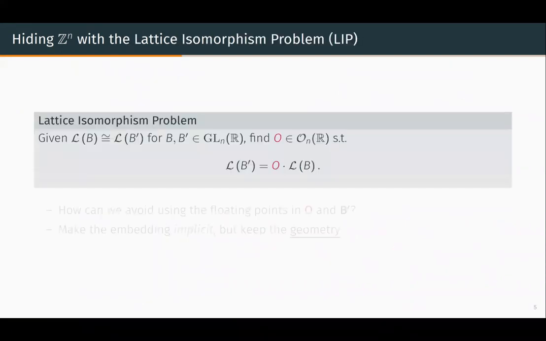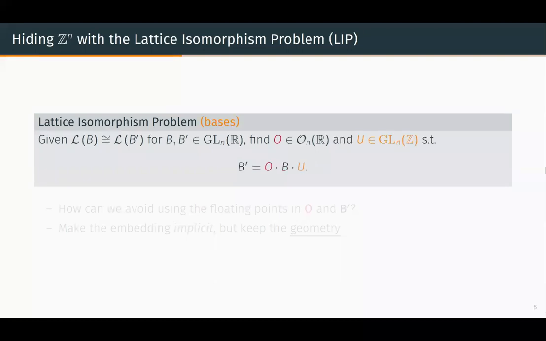Right. So the security is now based on the lattice isomorphism problem. This is when you know that two lattices are isomorphic and you have some basis that describes them. You have to find the rotation that maps one lattice to the other. In terms of bases, this becomes this equation where you also have to find a unimodular transformation U that maps one basis to the other after the rotation.